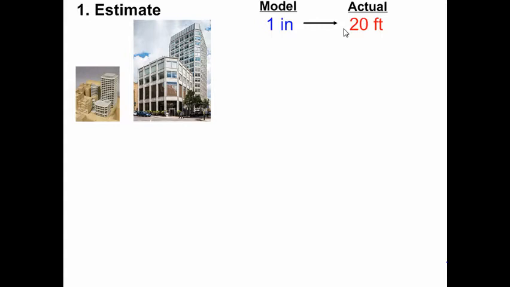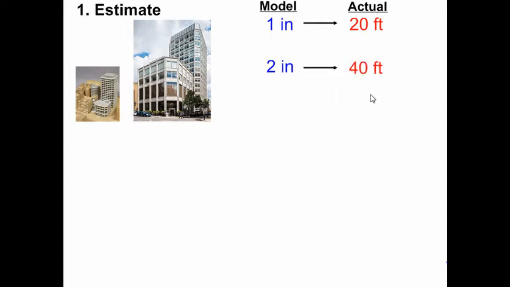So what if we made this model twice the size of what it is now? So double it to 2 inches. Well, that would also double the height of the actual building, since the height of the model is proportional to the height of the actual building. So this would double to 40 feet.